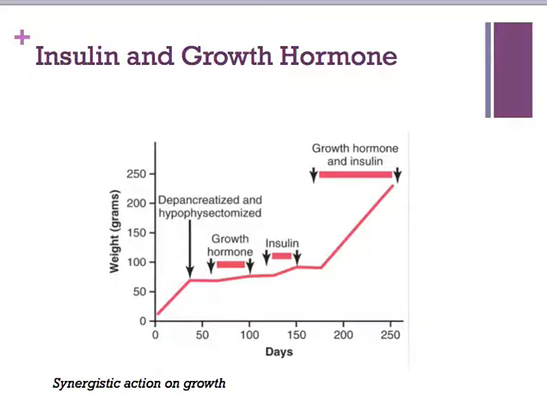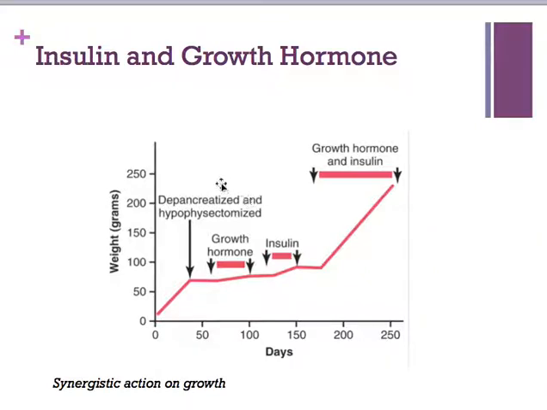So this is a really old school animal physiology study. On the Y, you're looking at weight, and on the X, you're looking at days. So this is depancreatized, meaning there was a surgery to remove the entire pancreas, and hypophysectomized, which means the hypophysis, which we've already learned is the pituitary, was removed. So they took out their pituitary, they took out their pancreas, and then they started giving them things. All right, how fun.